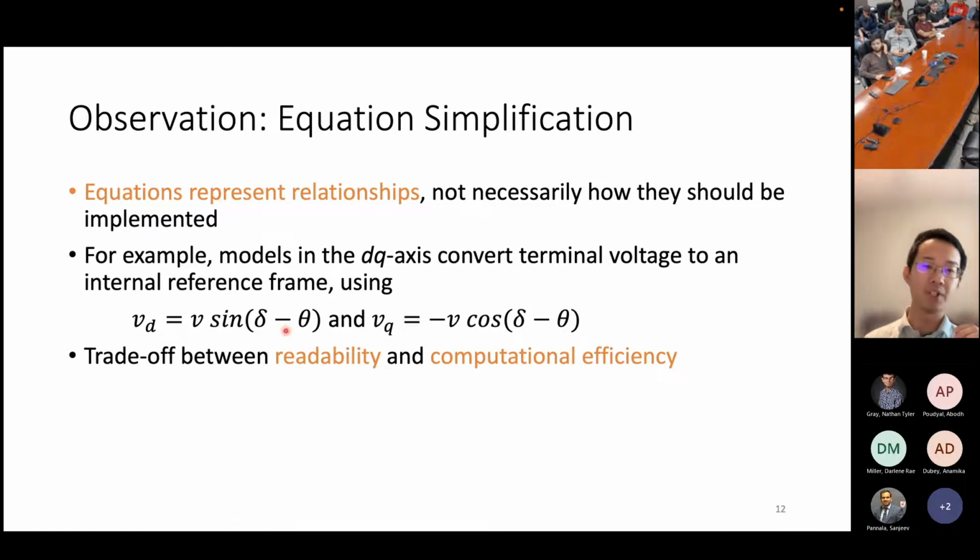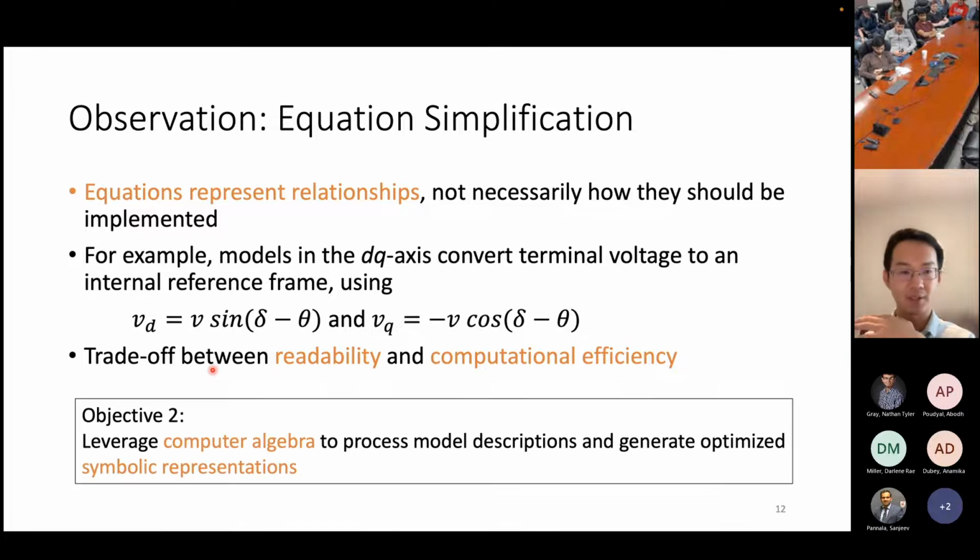If we introduce VD and VQ as two algebraic variables in the model, we will greatly increase the number of variables in the DAE system. And a lot of you know that LU factorization scales with the cube of the matrix dimension, and this can create some computational complexity. But again, this expression is readable. So there's a trade-off between writing code that is readable to the developer and making it run fast.